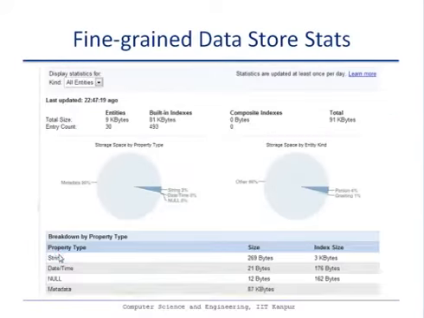Let's look at the next screenshot, which shows fine-grained data store statistics. For example, on the left you see the storage space used by property type. So it's a pie chart. It clearly shows the different property types and how much space they have consumed. And on the right you have the pie chart shown by entity kind. So in this example there were two entities, one is person and another is greetings. They have been taking 4% and 1% space respectively. So this gives you a very fine-grained view into how your entities are using different resources so that you can tune your application.